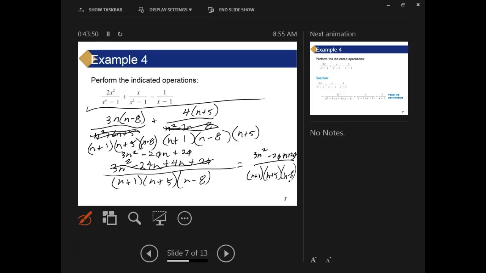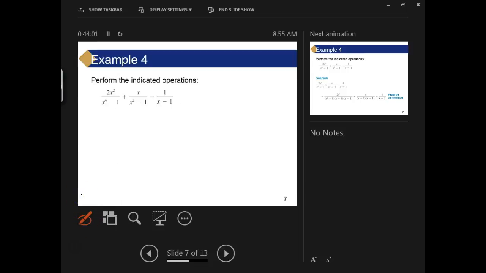All right. Now, finally, we're ready for example 4. Whoops. What I have to do is clear the screen. Okay. Now we're ready for example 4. Okay? Here's our problem.